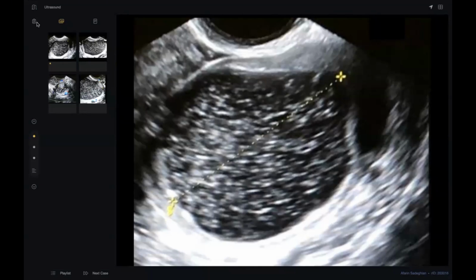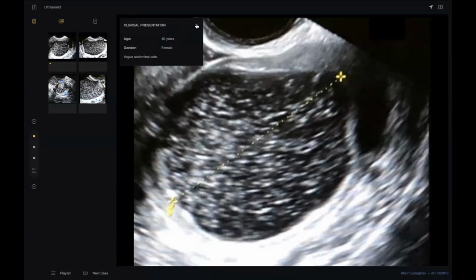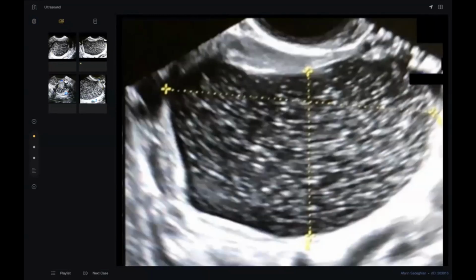40-year-old female patient presented with vague abdominal pain. Unmute yourself, Dr. Arwa, and go on. Okay. I've been provided with ultrasound images for a female, 40 years old, coming with abdominal pain.